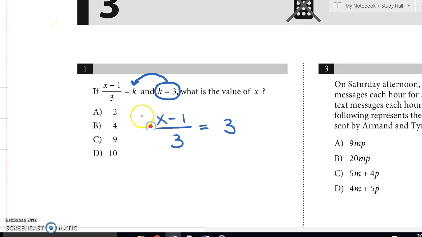So we're going to multiply by 3 on both sides to clear the fraction. If I do it to one side, I do it to the other. So x minus 1 equals 9, so x is 10.